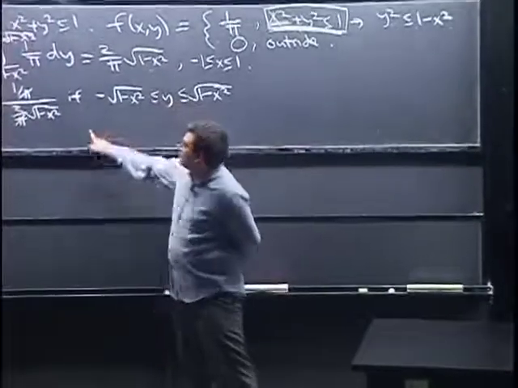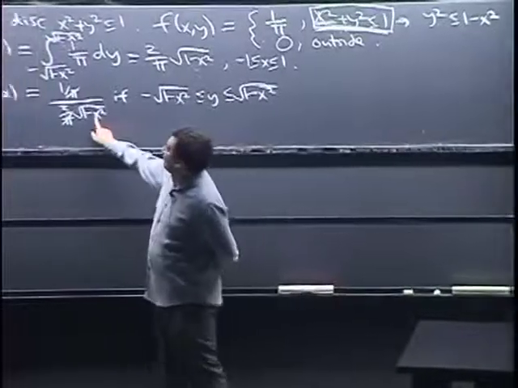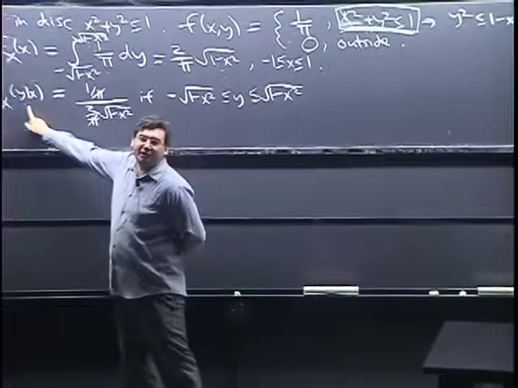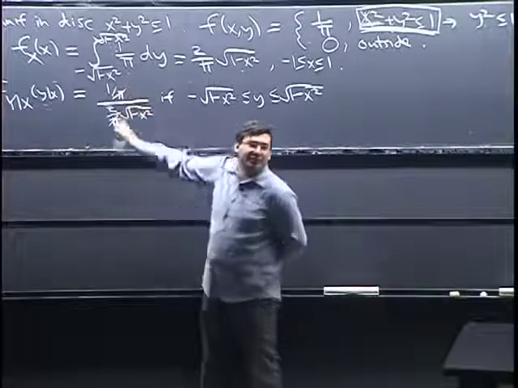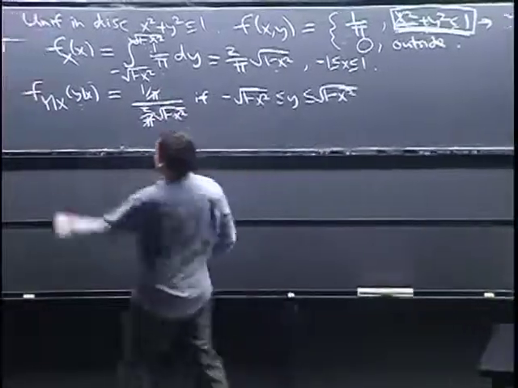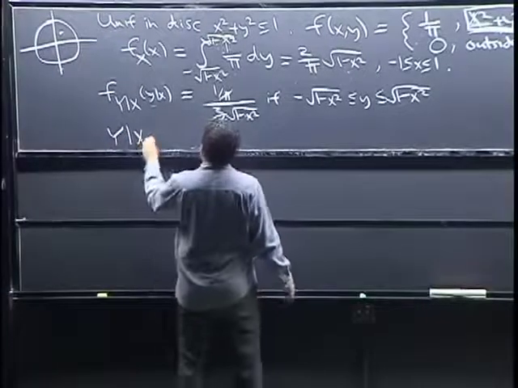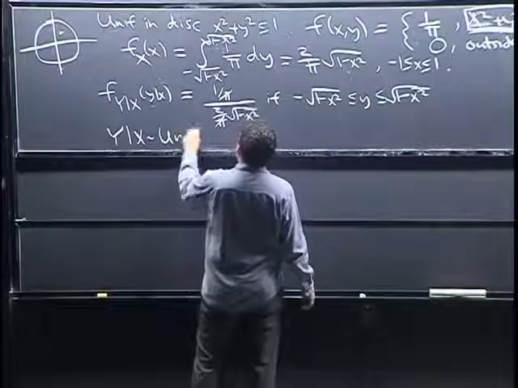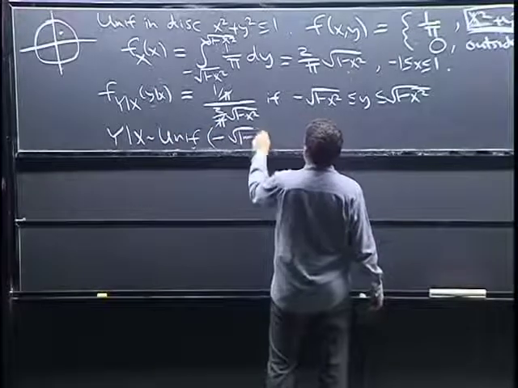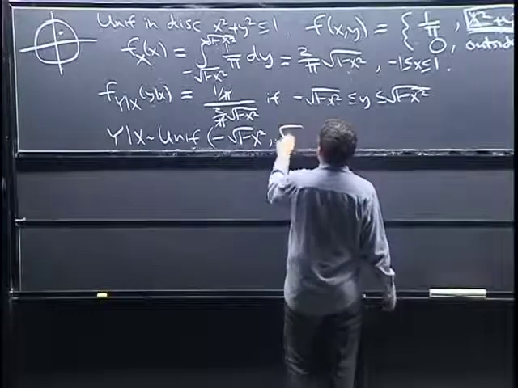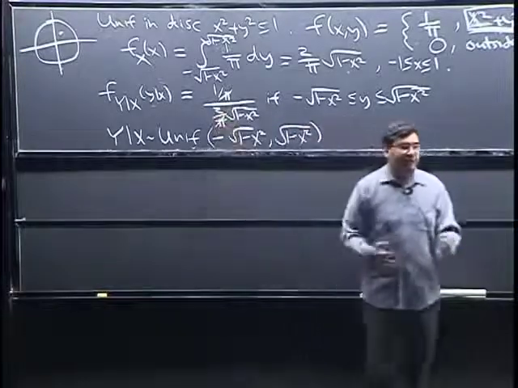What would you call this thing? Uniform, because notice this only has an x here. There's no y. In general, you would have a y here. There's no letter y on the right side of this equation. So a nicer way to write this would be to say that y given x is uniform between minus root 1 minus x squared and root 1 minus x squared, because this is just a constant for each fixed x.